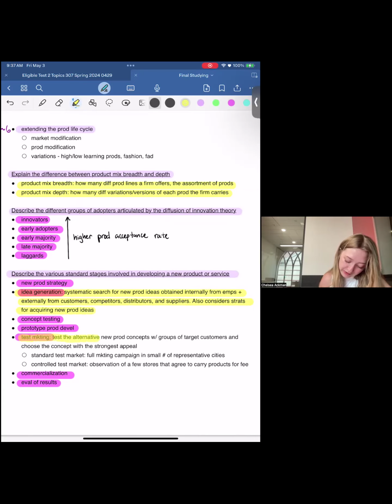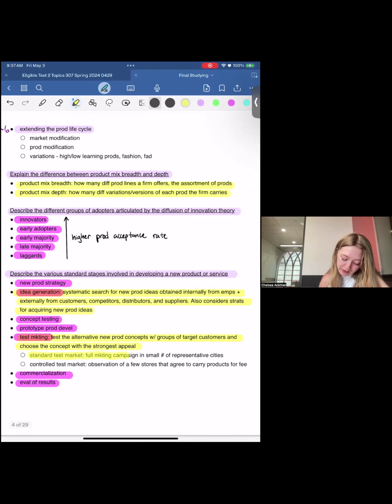And then test marketing, you test the alternative new product concepts with groups of target customers and choose the concept with the strongest appeal. We also talked about a standard test market, which is a full marketing campaign in a small number of representative cities, versus a controlled test market, which is an observation of a few stores that agree to carry the products for a fee.